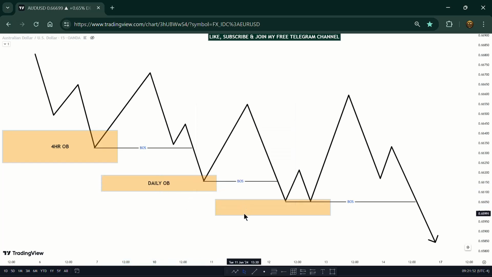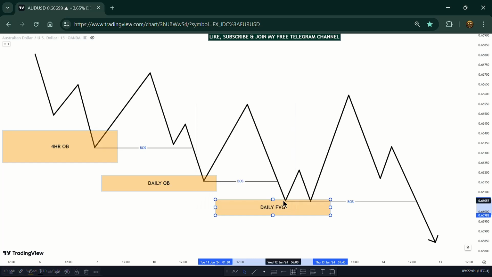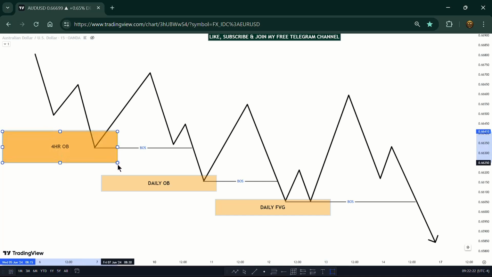Maybe this one is the daily fair value gap. Now, sometimes the daily and the 4 hour chart all come together. So you might have this 4 hour order block, and then when you look at the daily chart, maybe the daily chart is saying there's a fair value gap, or maybe there's another order block on the daily.